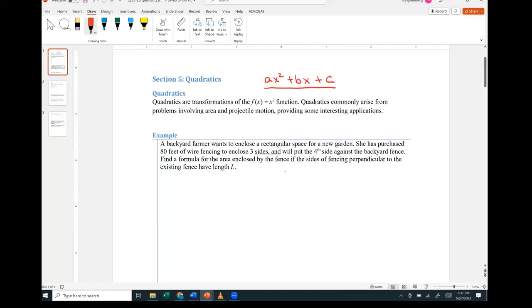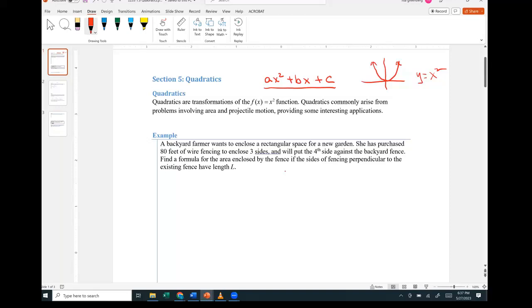And what they're saying here is that quadratics are transformations of the x squared function. We're going to basically always have the shape of a parabola. And just in case you forgot what that looks like, this is the shape of a parabola. Okay, so let's do an example.